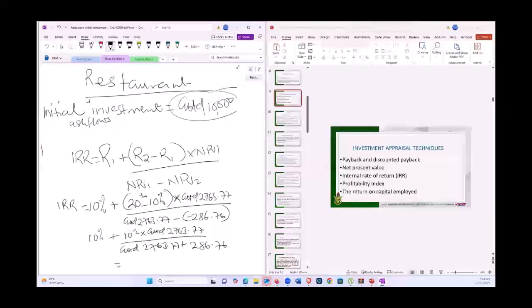Who has been able to summarize it for us? Do you mean the total of the 2763.77? No, so summarize, let's get the internal rate of return. Summarize the right hand side and add to R1, which is 10%. Summarize the ratio and add it to 10%.